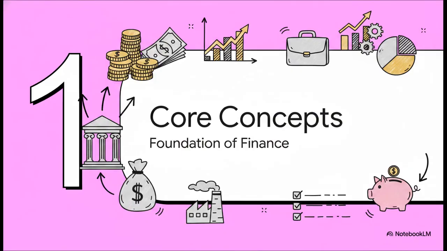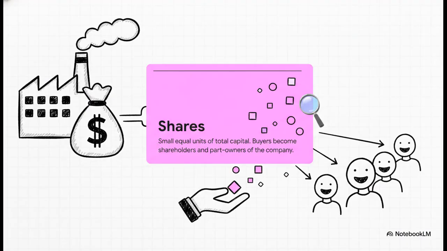All right, part one, core concepts of shares, the absolute foundation of corporate finance. Think about it. When a company needs massive capital, like way more than a bank is ever going to lend them, it divides its total required capital into small, equal units. These are your shares. A share is exactly what it sounds like. It's a literal piece or share of ownership in a company's total pool of raised money. And if you buy one of these units, you become a shareholder, meaning you're legally a part owner of that entire corporation. How cool is that?